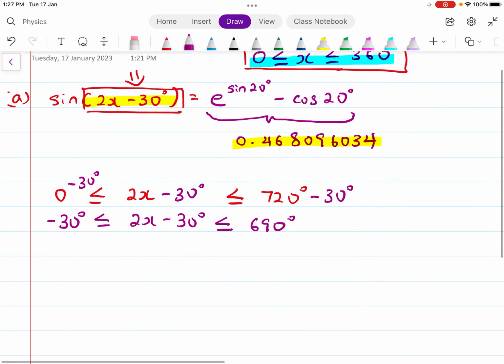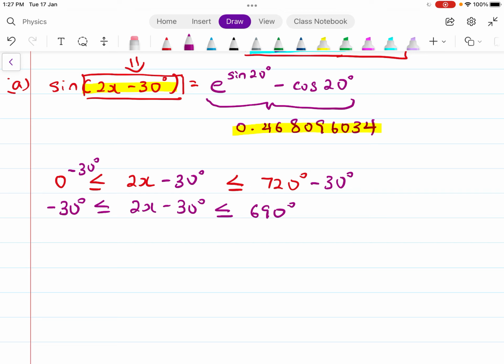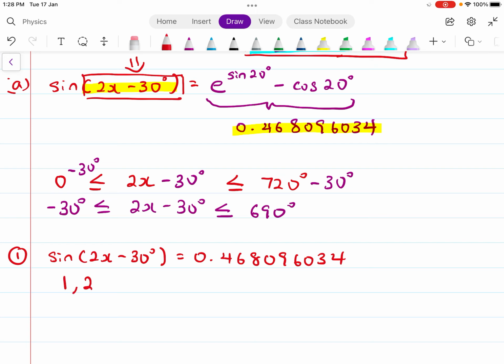Okay, so now I move on to step number 1. Step number 1 is always to determine the quadrant that we are interested in, because we know sine (2x − 30°) is equal to positive 0.468096034. So which quadrant are we interested in? Definitely the first quadrant and the second quadrant. The third and the fourth we are not interested in, because it's the tan and the cosine territory.